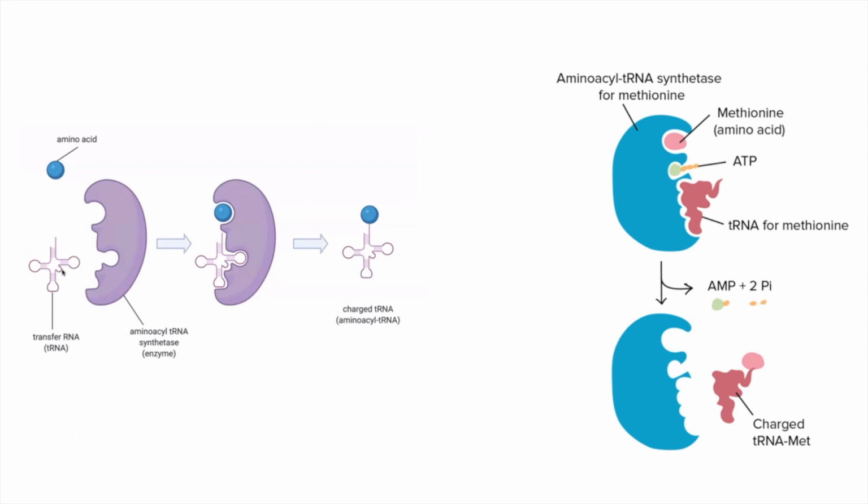So we have the complex. We have the aminoacyl tRNA synthetase, and this is an enzyme. Anything that ends in ASE is an enzyme. And we have a little tRNA, and this is a piece of genetic material. And what we want to have happen at the end is we want this tRNA to be attached to the amino acid that it's supposed to go with.